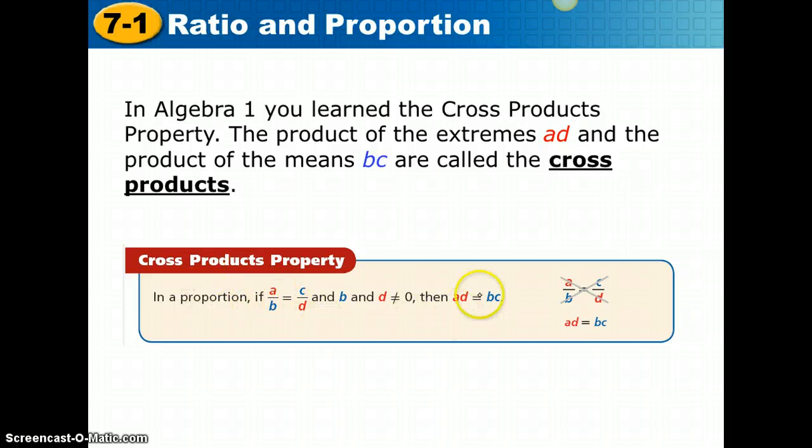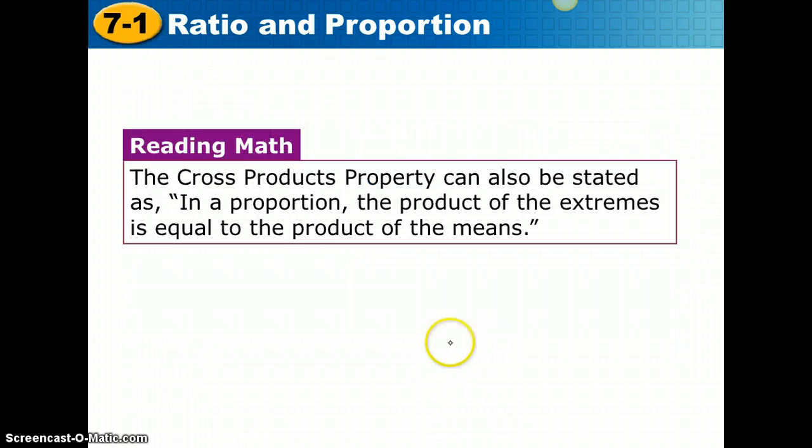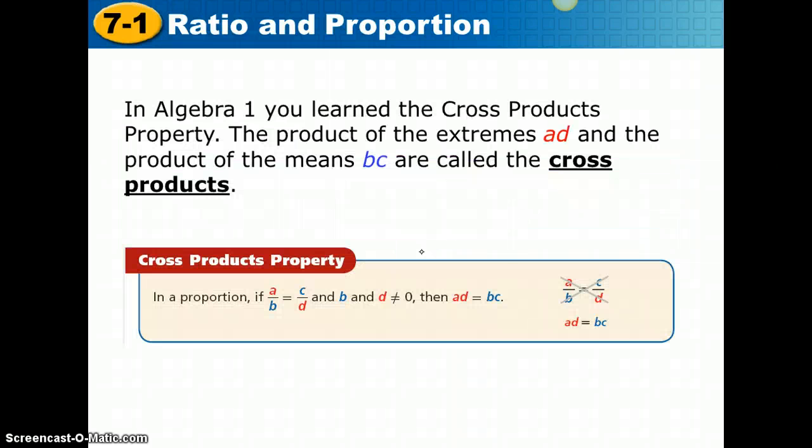So we have the cross product property from Algebra 1, which states that if we have a proportion, a over b equals c over d, and the b and d values are not equal to 0, then the cross products are equal. Or in other words, the product of the extremes is equal to the product of the means. So what that tells us is that if I take a times d, that must be equal to b times c.